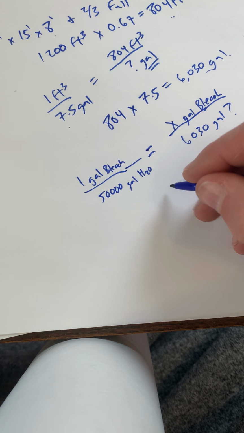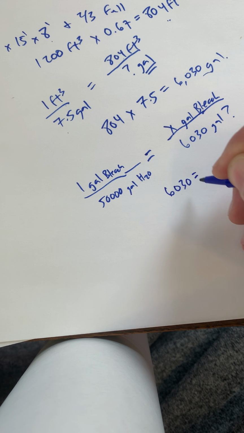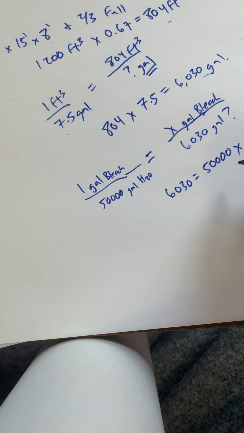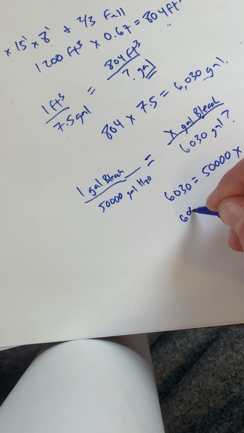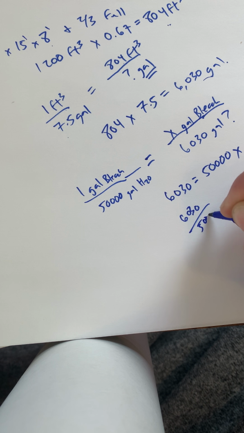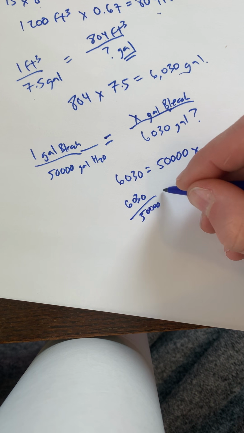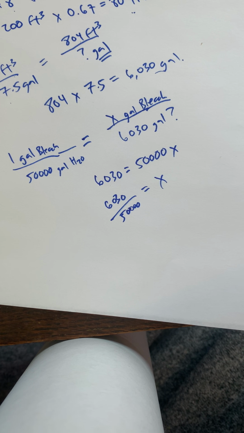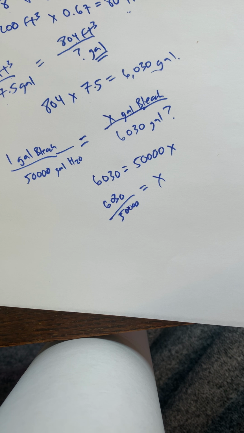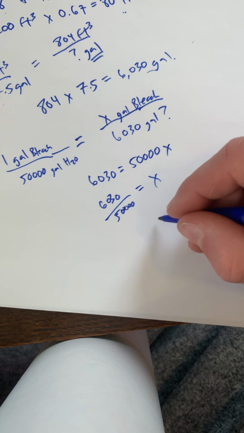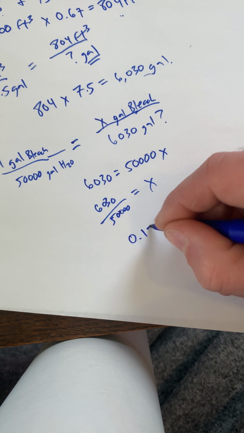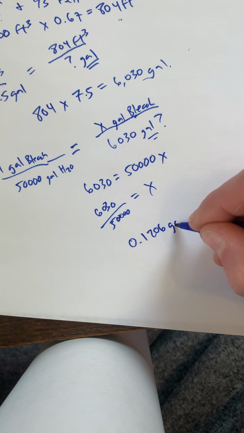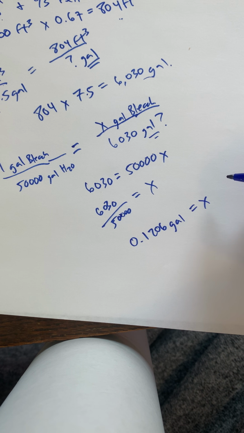So if 1 goes in the 50,000, how much goes in the 6,030? You can cross multiply here. You get 6,030 equals 50,000x. And then to solve for x, it's 6,030 over 50,000, and that equals x. So 6,030 divided by 50,000 equals 0.1206, and these are our gallons, equals x. So that's how much we need.